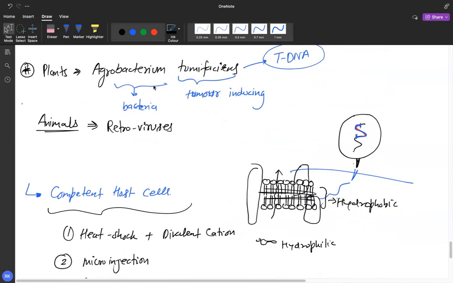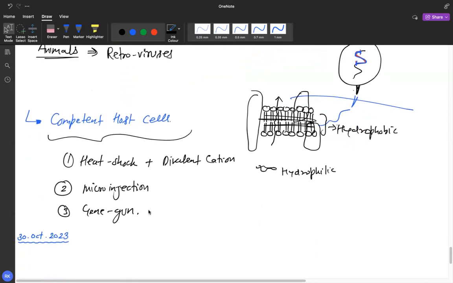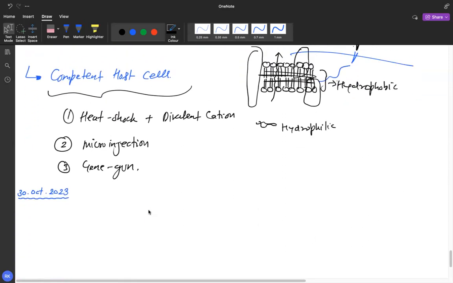Okay. At the end, we asked a question. All of this is good, but why will any cell be willing to take up a foreign piece of DNA? And the answer is mostly they won't. So we have to prepare them so that they can take up the DNA. Now there are multiple methods to do that. One of the methods which we discussed in the last class was the heat shock method using a divalent cation.